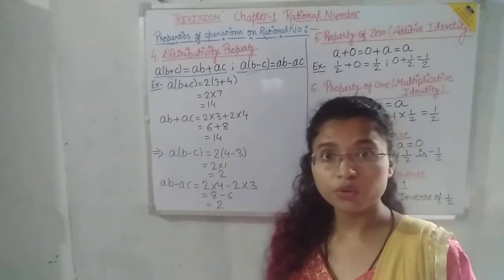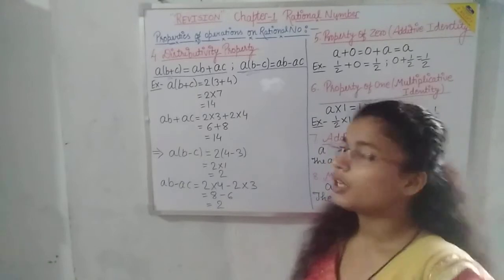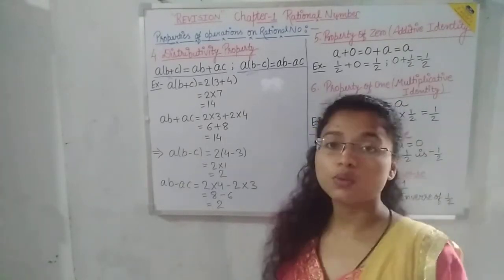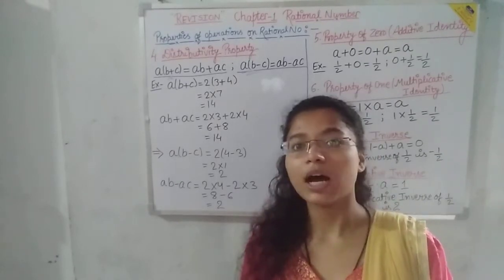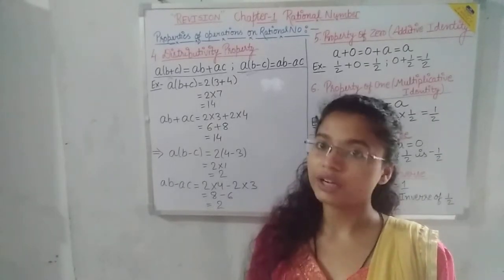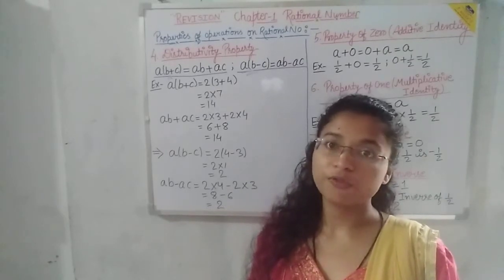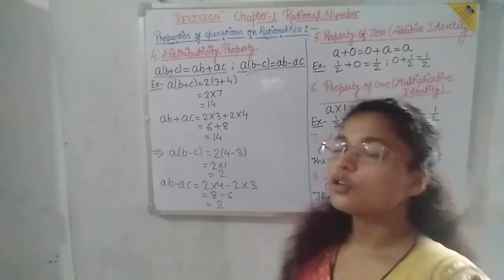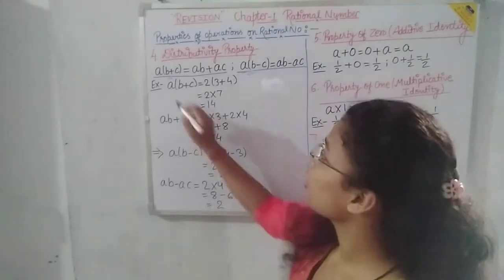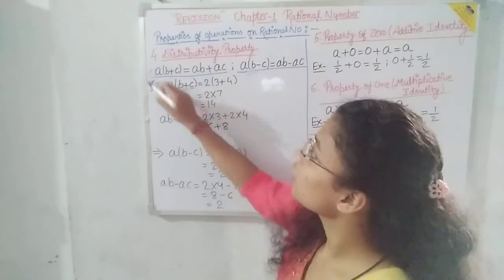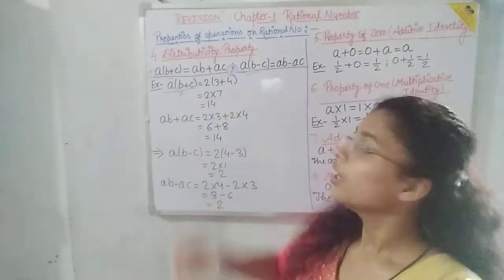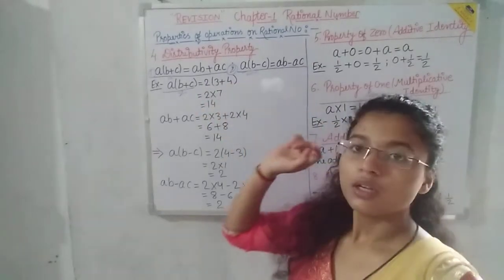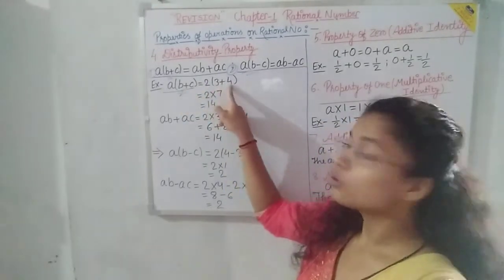Okay, now let's prove this condition. Let's take a simple example. A is equal to 2, B is equal to 3 and C is equal to 4. A, B, C, all three are rational numbers. I have already explained how. 2, 3, 4 all are rational numbers. I am taking rational numbers only. So first of all, let's take the left hand side. This is your left hand side. This is your first condition and this is your second condition, and this is the left hand side of your first condition. Okay, put all the values. A is equal to 2 and B is equal to 3 and C is equal to 4.